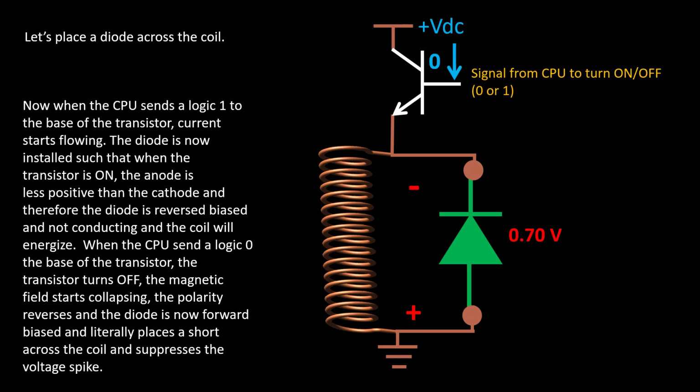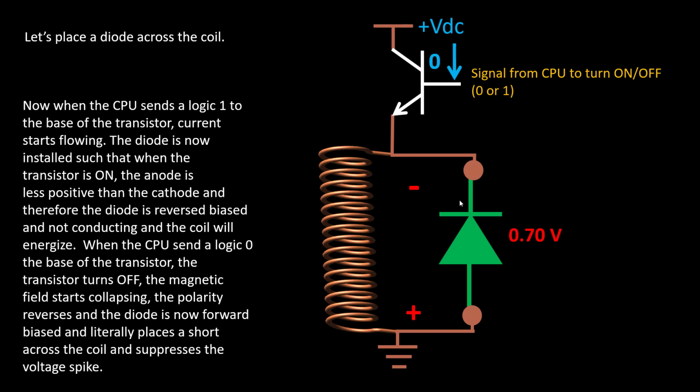The same things are going to happen. Current stops flowing in the circuit. The field starts collapsing. The voltage polarity reverses. However, now that the diode's in there, since the field is collapsing and the polarity reversed, now the anode is more positive than the cathode. The diode is now forward biased, goes into conduction, current flows through it, and it clamps that high voltage spike to 0.7 volts. Won't hurt the solid state switch. It suppressed that voltage spike.